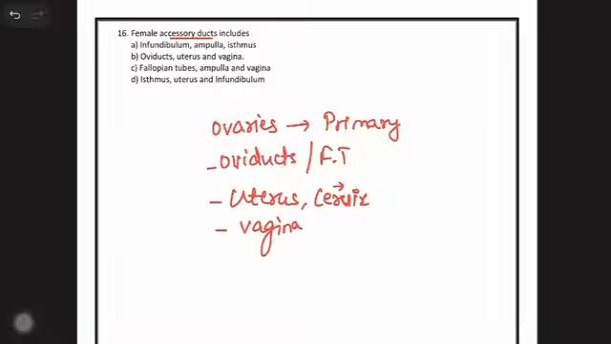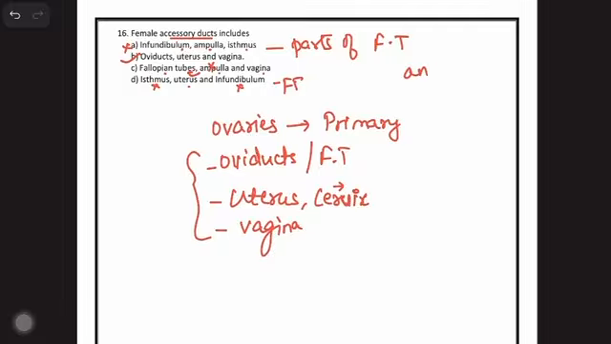So let's look at the option which gives these three names. Infundibulum, ampulla, and isthmus are parts of fallopian tube. So A is not the answer. Oviduct, uterus, vagina looks like the answer. Let's look at C and D. Fallopian tube, ampulla, vagina. Ampulla is a part of fallopian tube. So again, that is not the answer. D, isthmus, uterus, infundibulum. Both isthmus and infundibulum are parts of fallopian tube. So answer is option B.